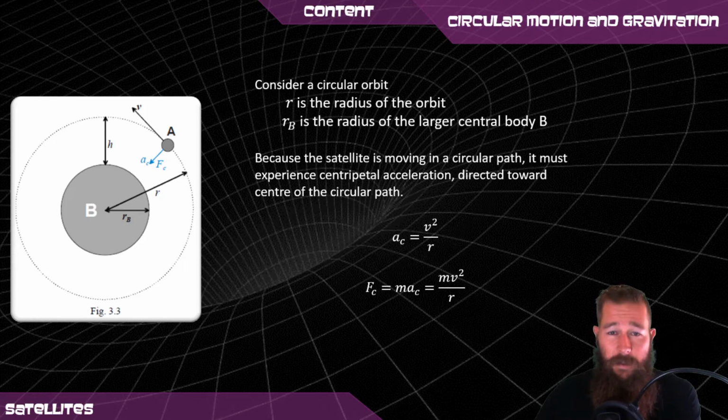Because the satellite is moving in a circular path, it must experience a centripetal acceleration due to gravity, directed towards the center of the path. We know from previous slides that the acceleration is given as the velocity squared divided by its radius of motion. Linking this with Newton's second law, we find that the force of gravity is given by mv squared on r. This one is not on the formula sheet, but you'll be required to derive it really quickly in the exam. It's just a matter of multiplying this equation by m.